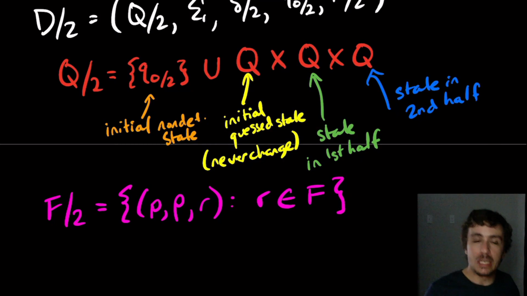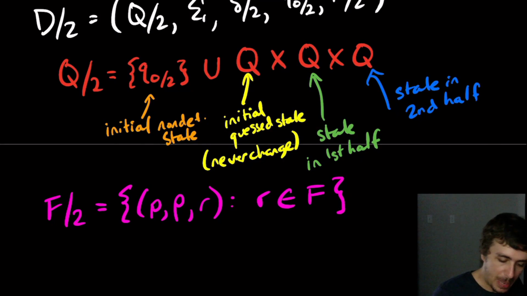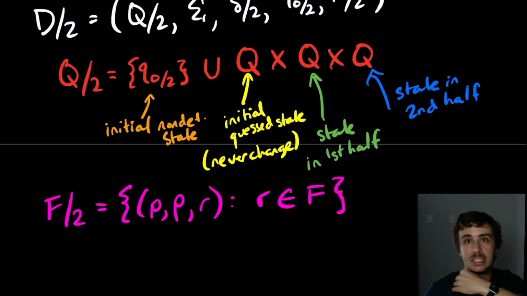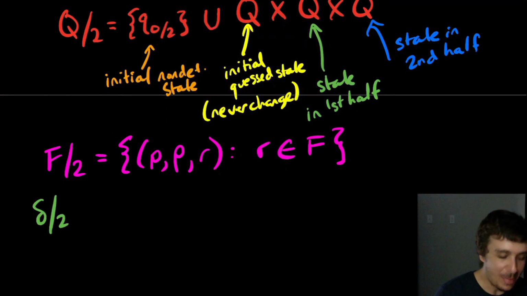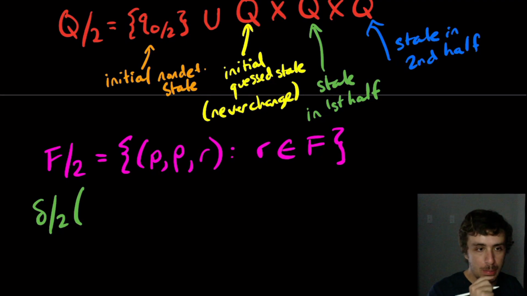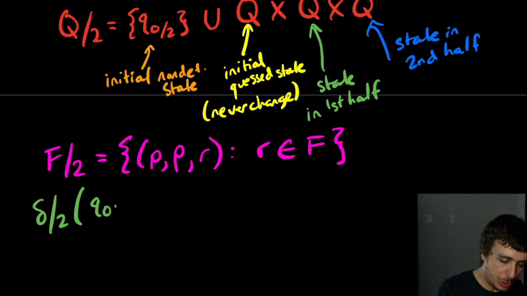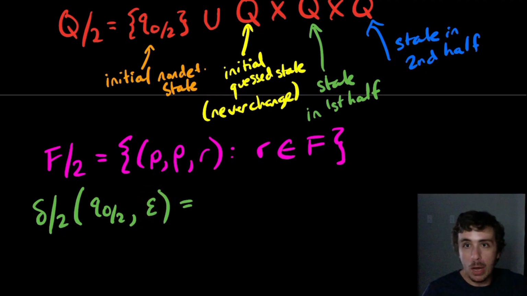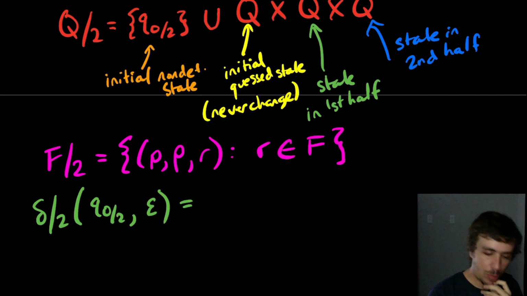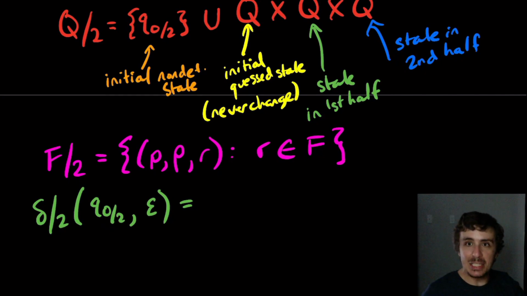So how do we actually do the transitions? Let's think about it. This state is just going to have an epsilon transition to essentially any possibly guessed state. So let's change colors. Delta over 2, that's the name of the transition function. We have this Q0 over 2 state, which is going to be handled separately from everything else. It's going to have a bunch of epsilon transitions and no other transitions. Let's think about what this is going to go to. It's got to make a guess, so it's got to go to something in this set right here.